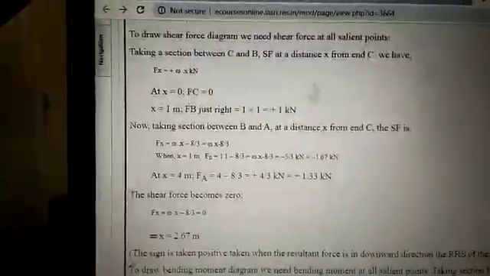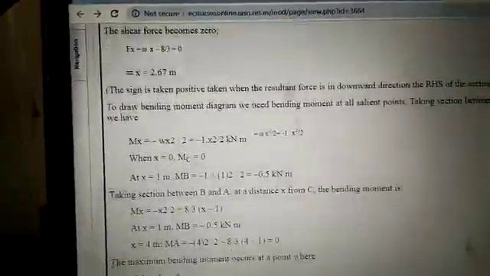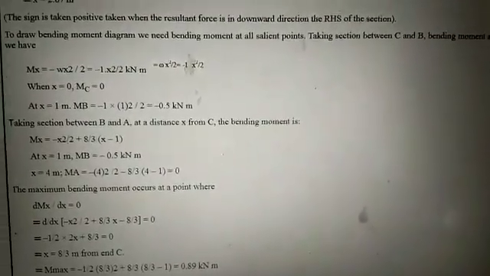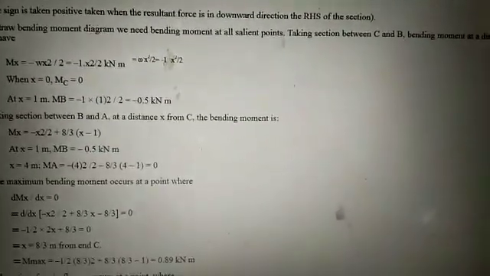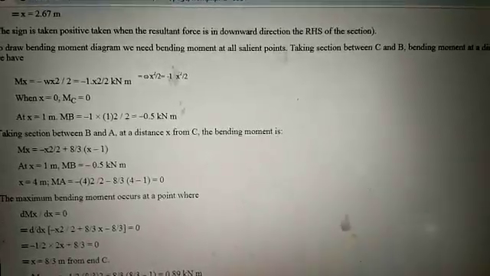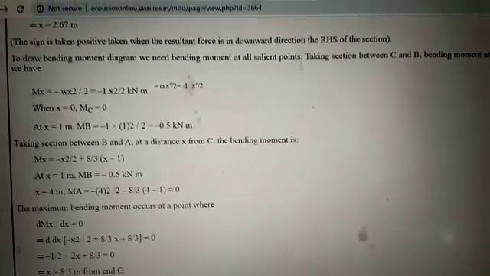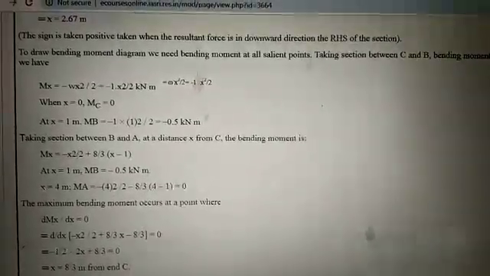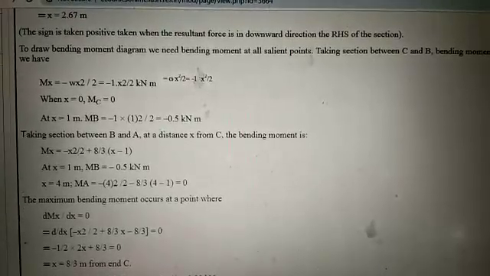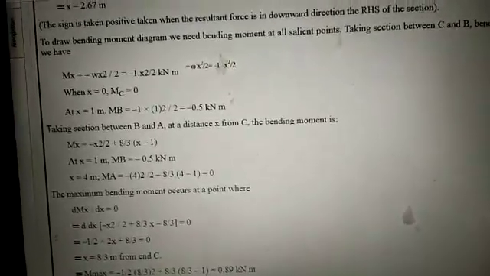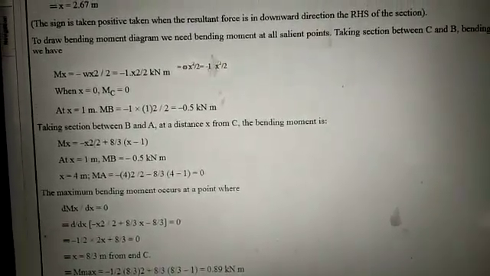Now we will move to the bending moment diagram. To draw the bending moment diagram, we need the bending moment at all the points. Taking the section between C and B, which is section XX, we will find the bending moment. At section XX, our bending moment comes out to be Wx square by 2. The value of W is 1, so it is minus Wx square by 2.